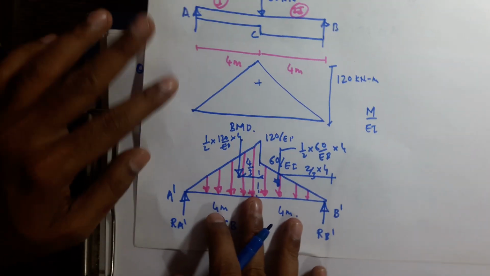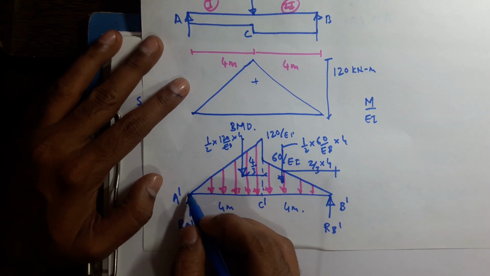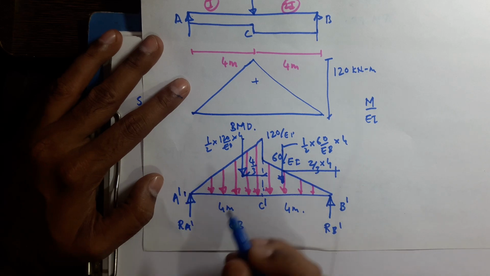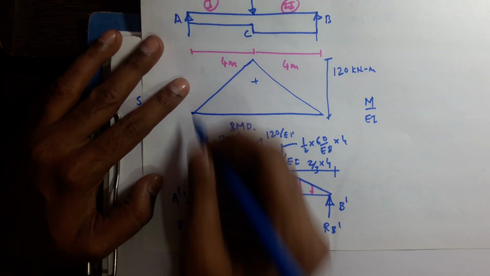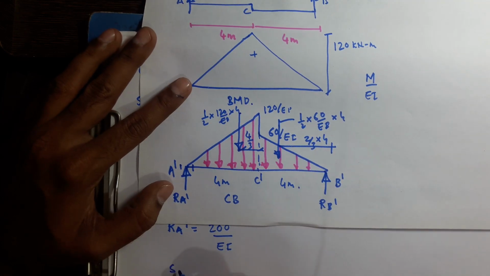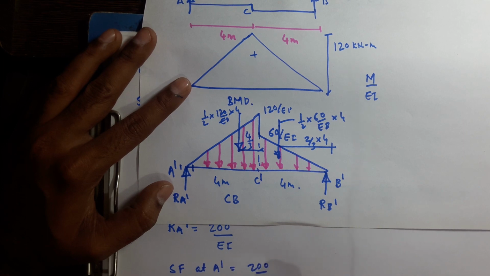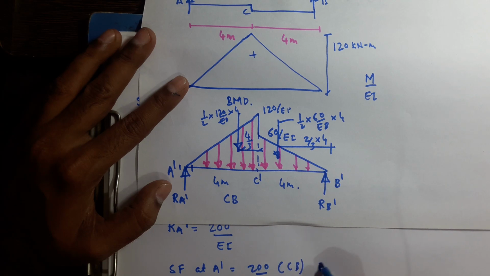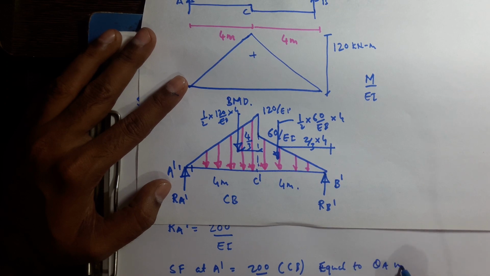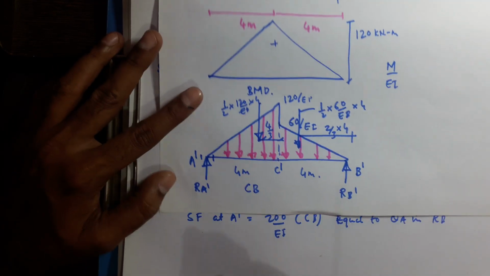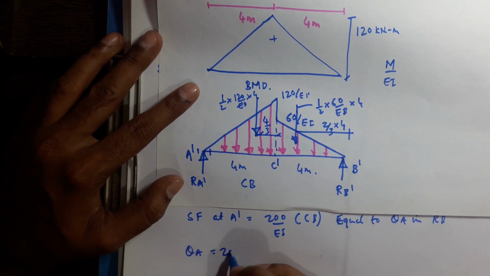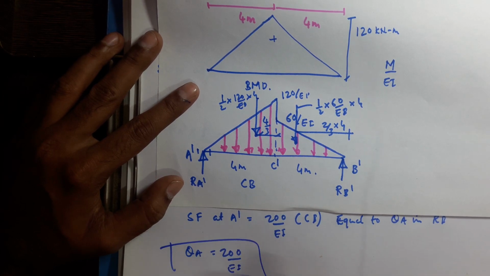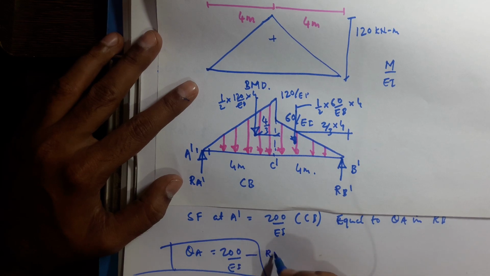Now you see, if you want to calculate shear at A dash, at A left it is 0, at A right it is RA dash. Okay, so shear force at A dash equals to 200 by EI. This is about conjugate beam, which is equal to theta A in real beam. So theta A equals to 200 by EI. Okay, which is this is about real beam.